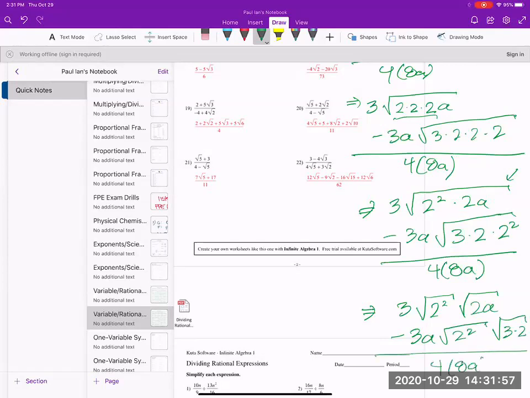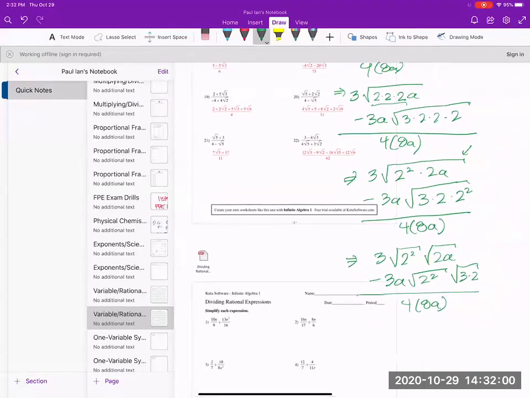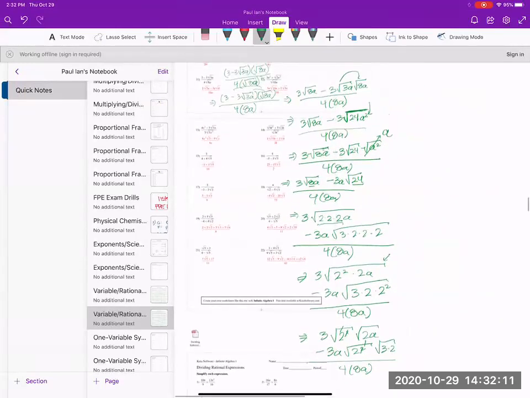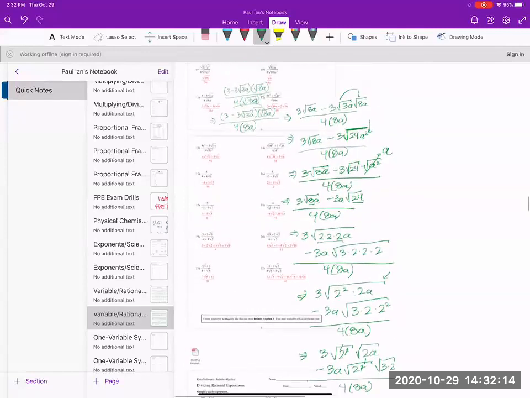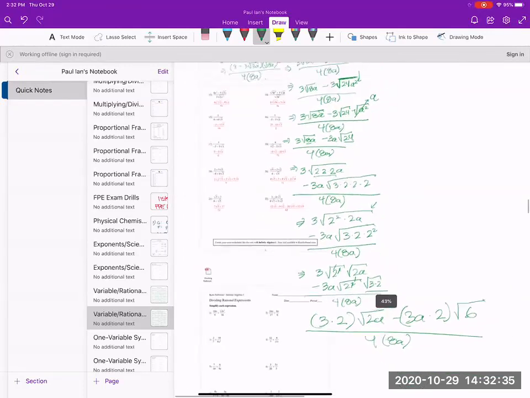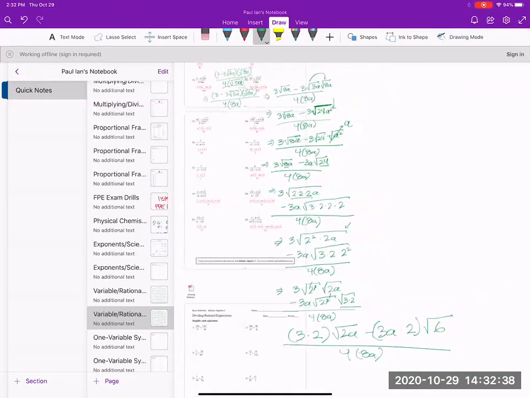4 times 8a. Okay, so this 2 squared, you can cancel out the 2 squared, right? Cancel, cancel, cancel. So now, what do you have in there? Let me see where we're at. So now you have 3 times 2 root 2 of a minus 3a times 2 root 6 divided by 4 times 8a. There's a lot of simplifications in this one, but let me think what you can do.